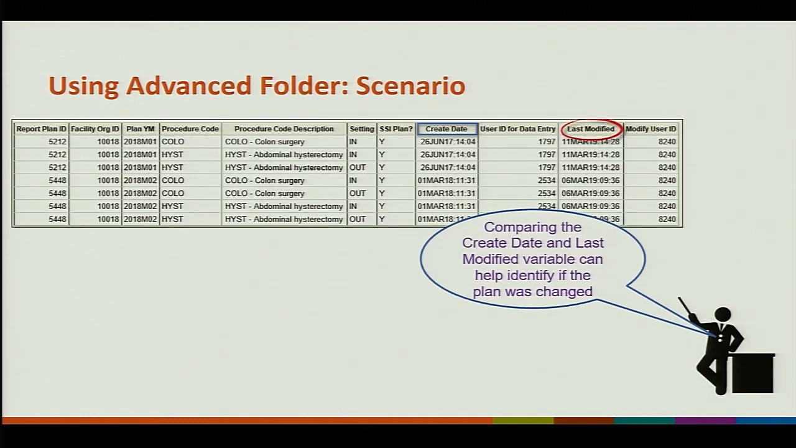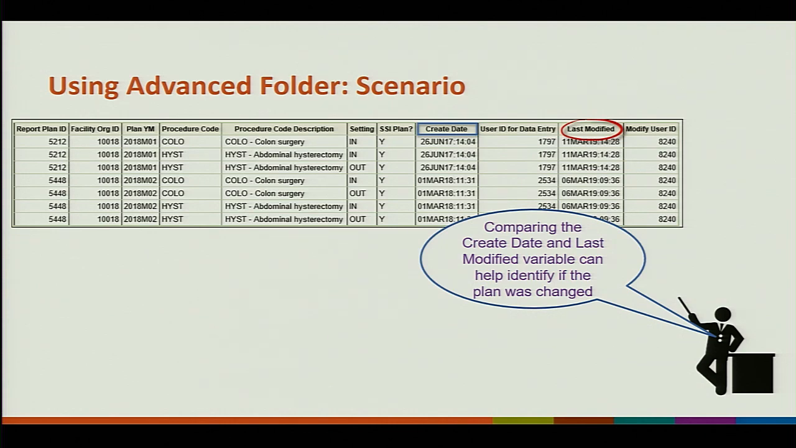All right, I talked about the create date and modified date. The create date value for the advanced folder indicates what date that monthly reporting plan was created in NHSN. So the first time it was uploaded, the first time everything was saved to it is going to be captured and timestamped here, and that won't change, okay?